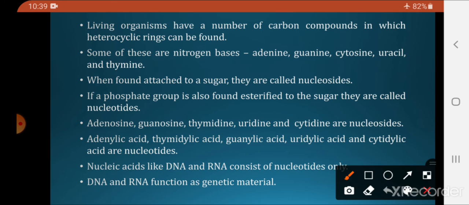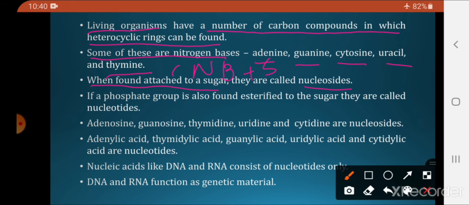Now see, this is what is given in your textbook. Living organisms have a number of carbon compounds in which heterocyclic rings can be found. Some of these are nitrogenous bases like adenine, guanine, cytosine, uracil and thymine. When found attached to sugar, they are called nucleosides. So nitrogenous bases plus sugar, what is it called? Nucleoside. If a phosphate group is also found esterified to the sugar, they are called nucleotides.